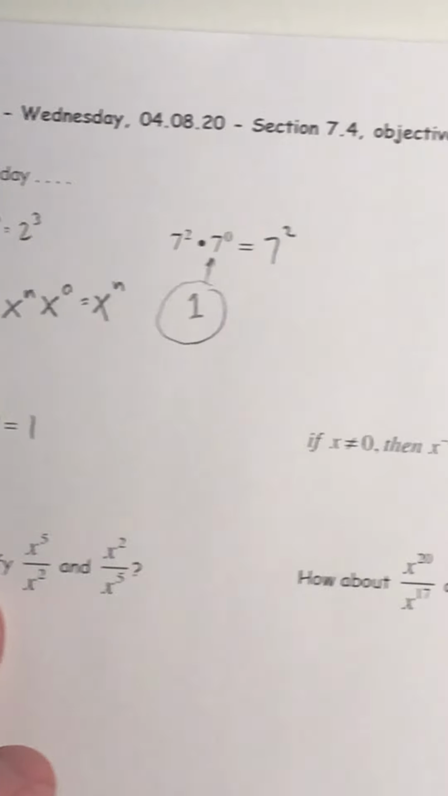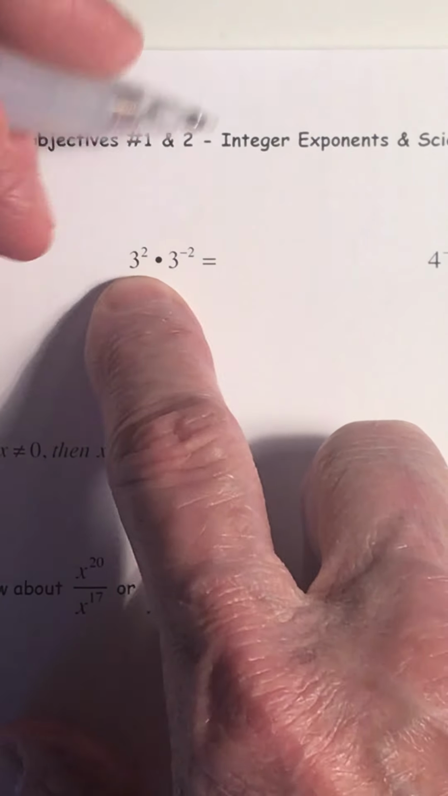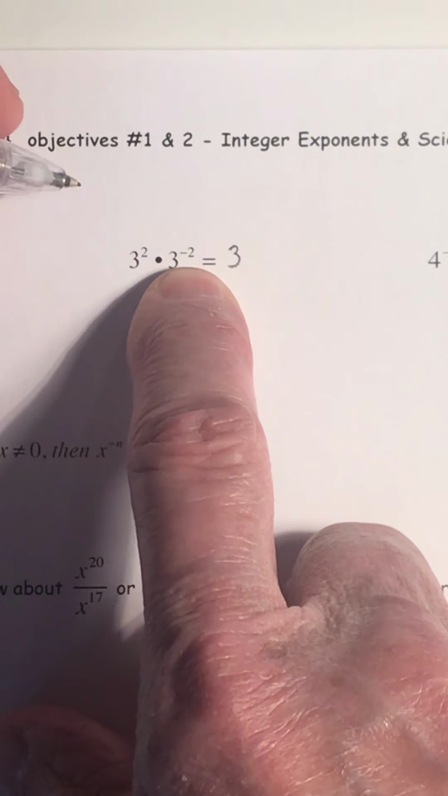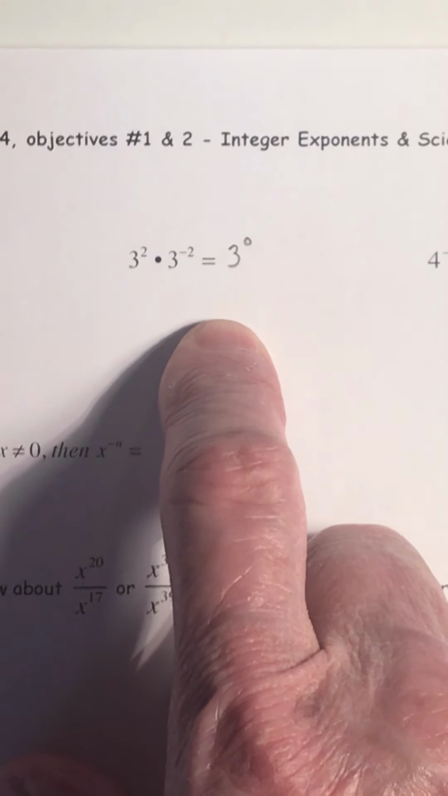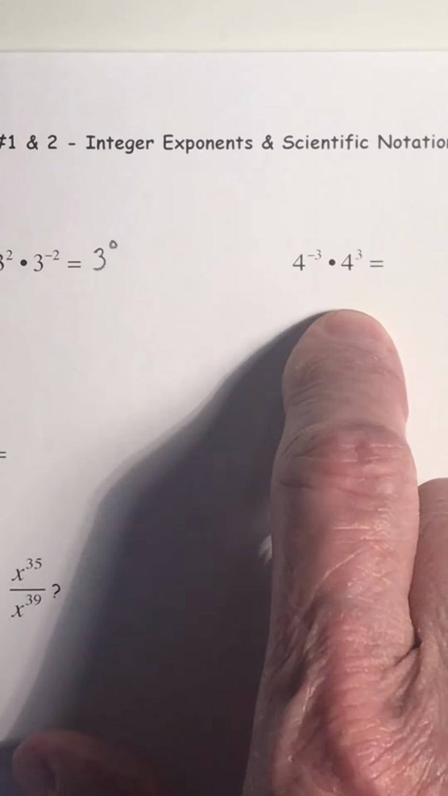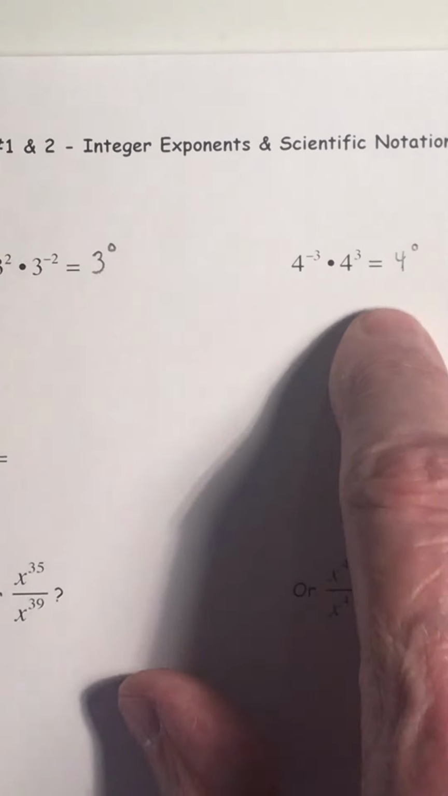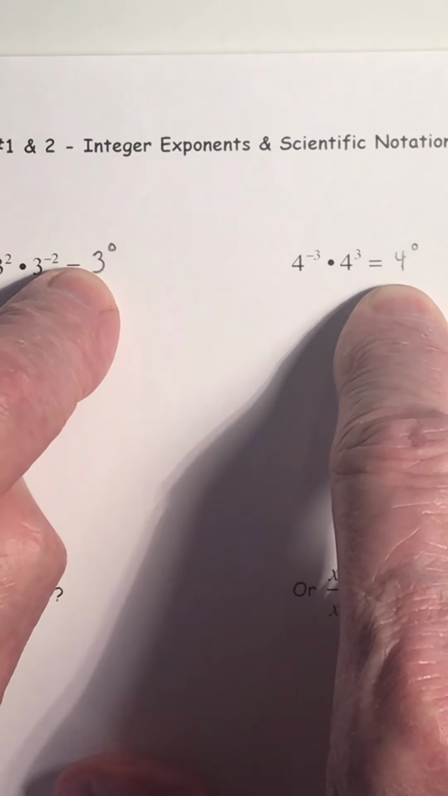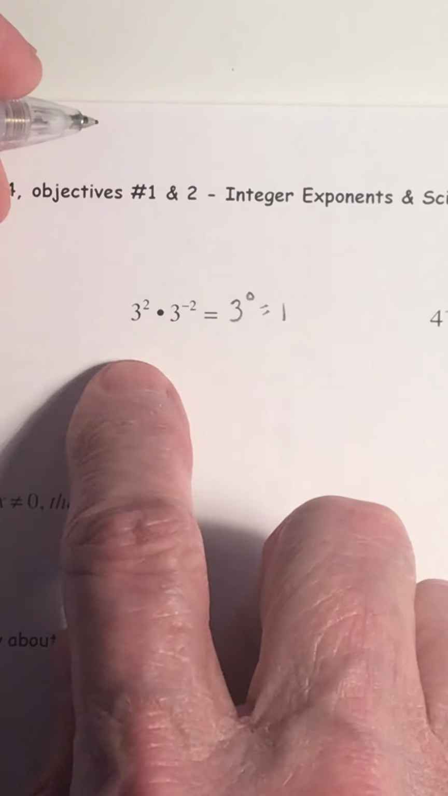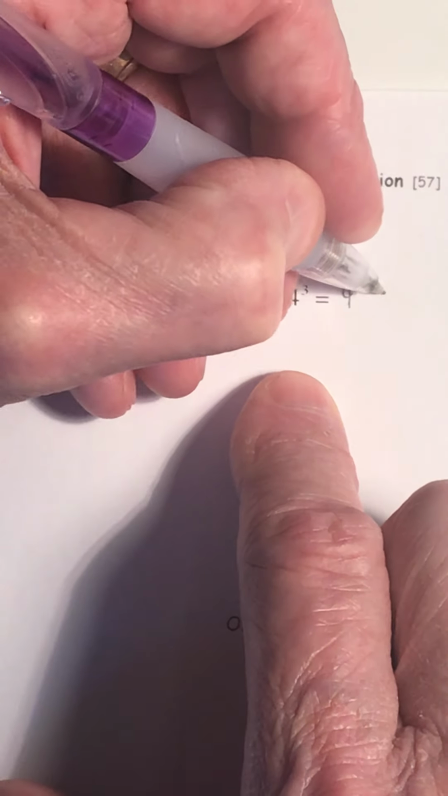So let's go over here now. We have 3 to the 2 times 3 to the negative 2. What are we supposed to do with the exponents again? Add them. And if you add 2 and negative 2, you get 0. The next one. Add the exponents. We get 4 to the 0. Now, what did we say about the value of these things? Something to the 0 power. This is really a 1. When we multiply these together, we got the answer 1. When we multiply these together, we got the answer 1.